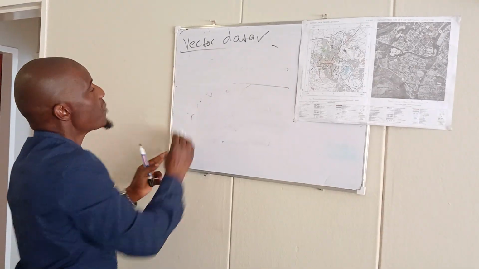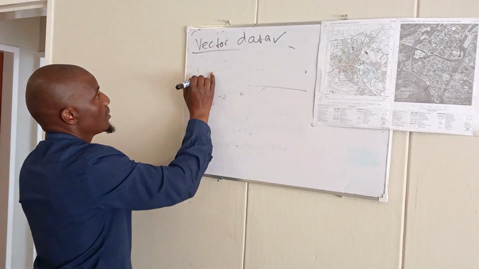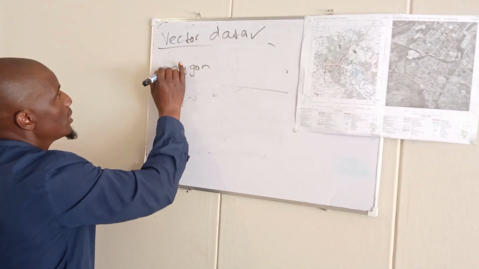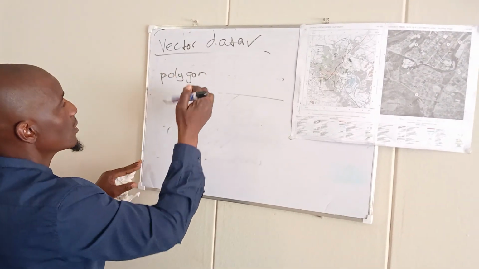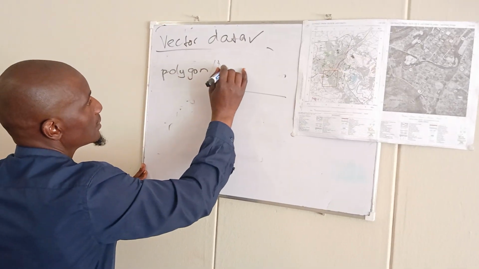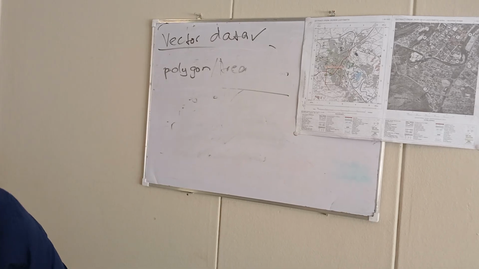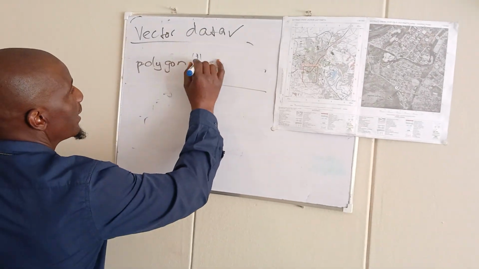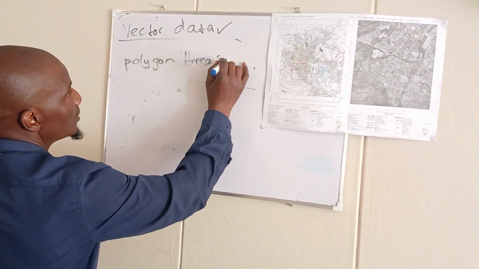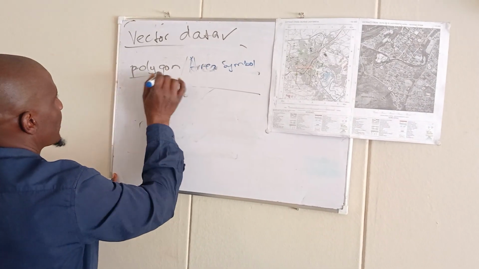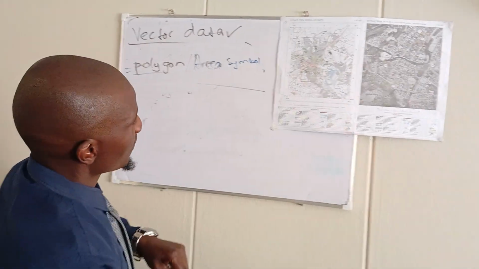Then the next one, we call it a polygon. That is number 3. Polygon, or area symbol. Polygon or area symbol. Or area symbol. Okay. Polygon or area symbol. Alright. This is the third one. What do I mean by that?